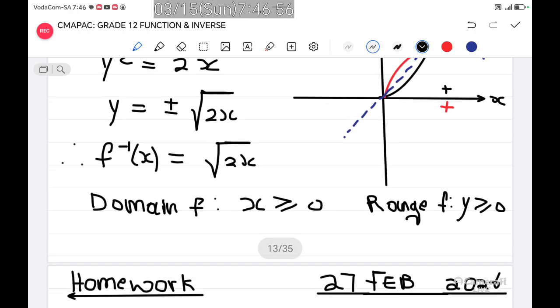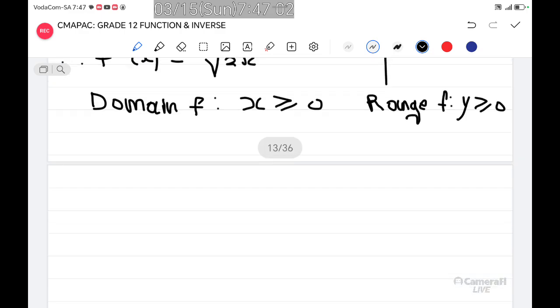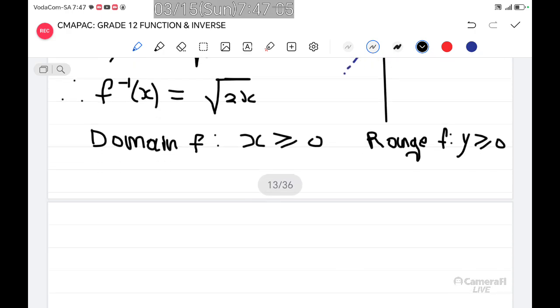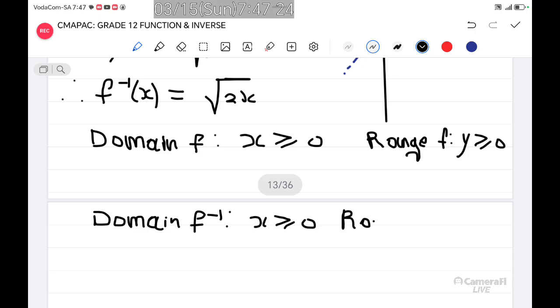Then what about the domain and the range of the inverse? So the domain of the f inverse, you are going to read the range here, which is y greater than or equal to 0. It's the same as x must be greater than or equal to 0. And the range of the inverse, you're going to read the domain, replacing it with y. This one, y must also be greater than or equal to 0.